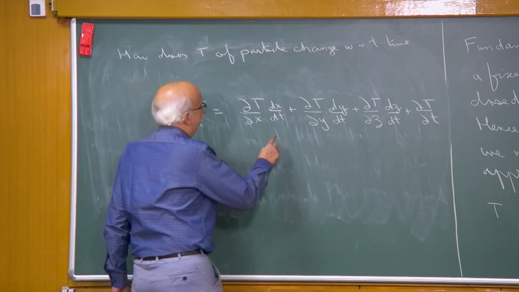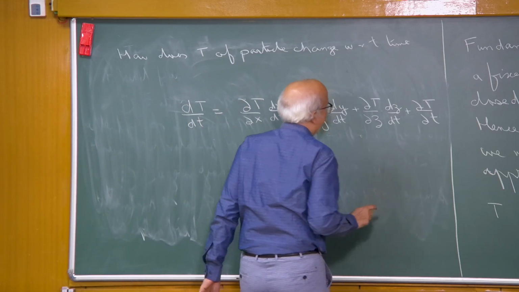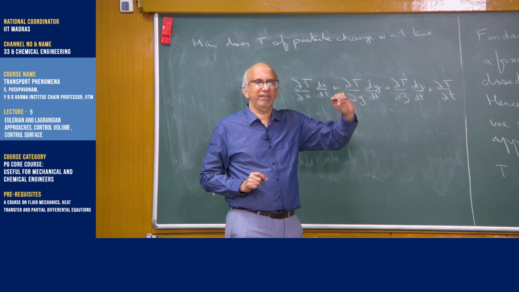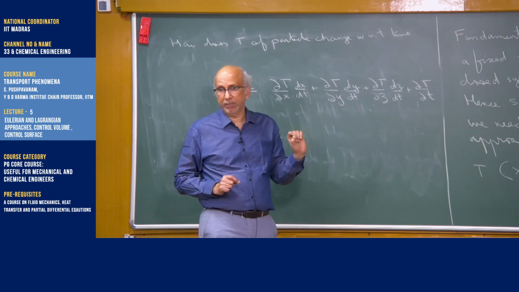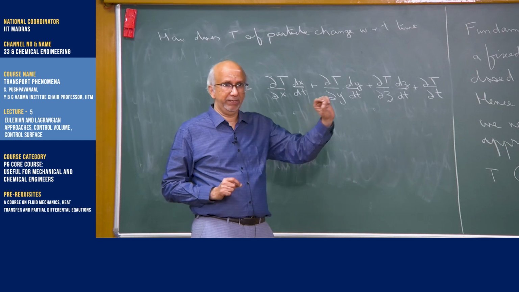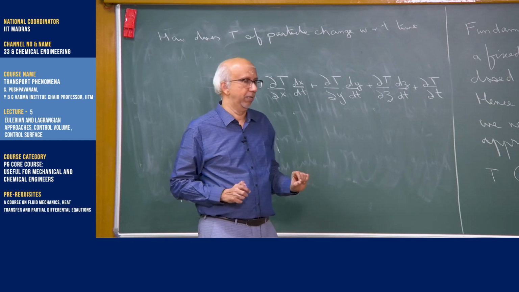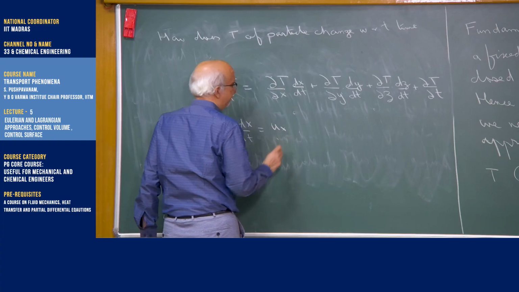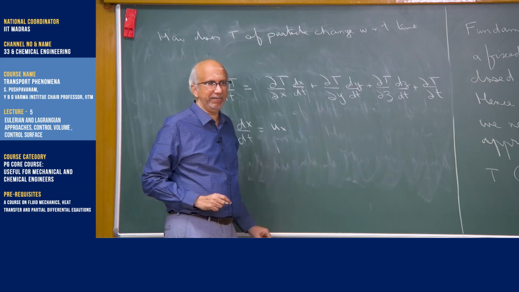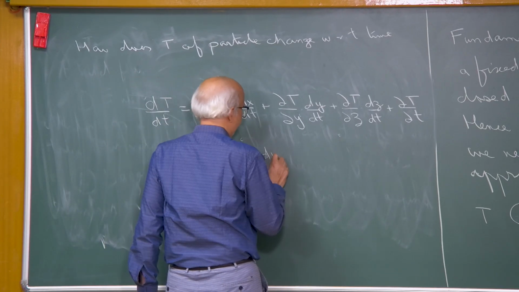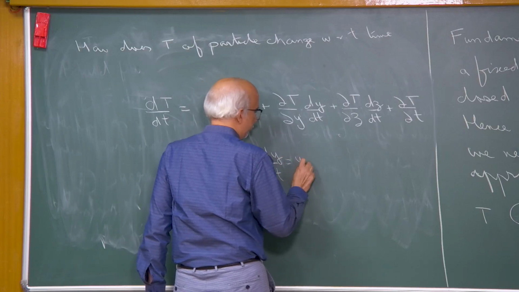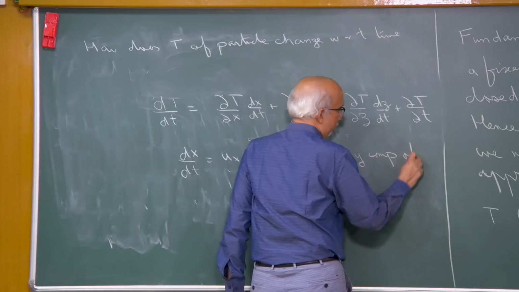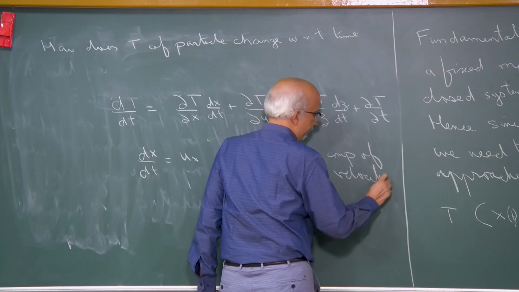And dx/dt, dy/dt, dz/dt are what? How does the position of the particle change with respect to time? So, dx/dt tells you the x component of velocity, dy/dt tells you the y component of velocity. So, dx/dt is ux. Similarly, dy/dt is uy, that is the y component of velocity, and dz/dt.